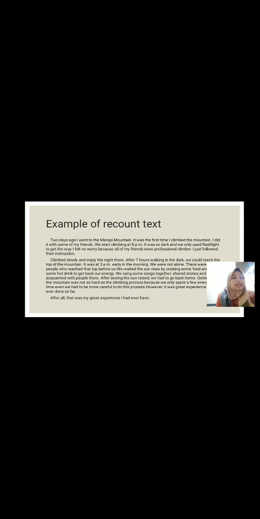And the next one is I will give you an example of recount. This is about personal recount. I will read this text and you have to follow me after me.